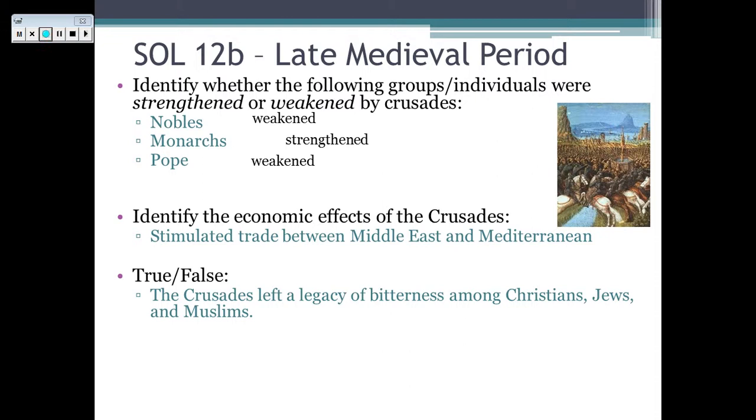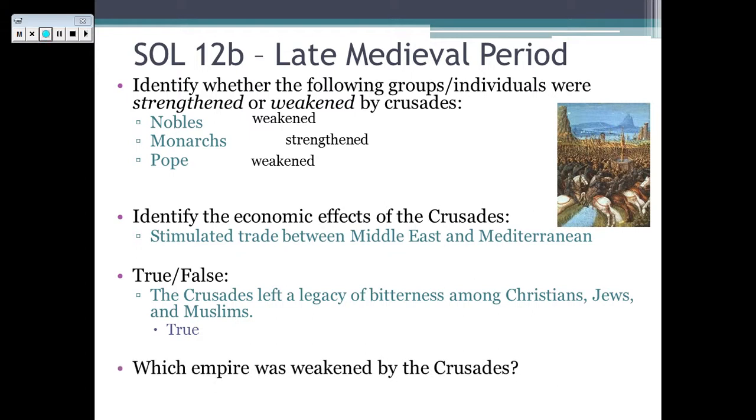True or false, the Crusades left a lasting legacy of bitterness among Christians, Jews, and Muslims. That is true. And then the empire that was weakened by the Crusades was the Byzantine Empire, obviously with Constantinople being sacked.